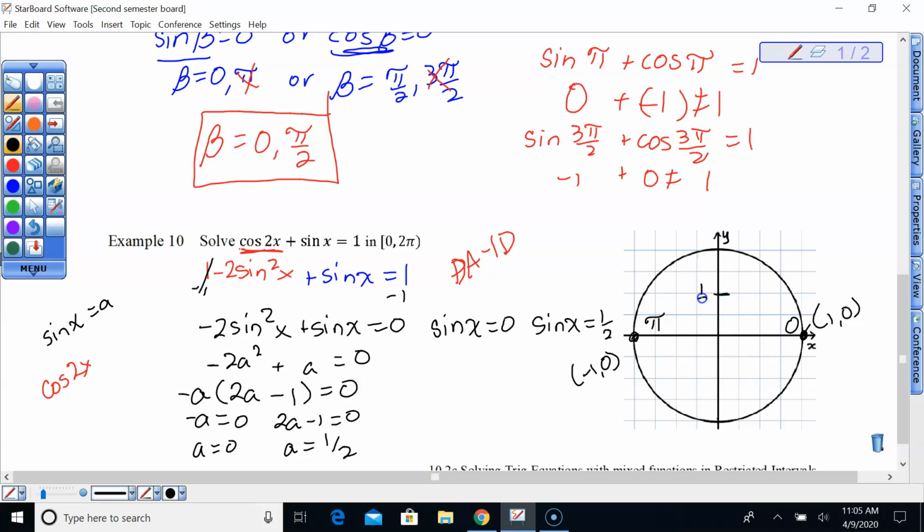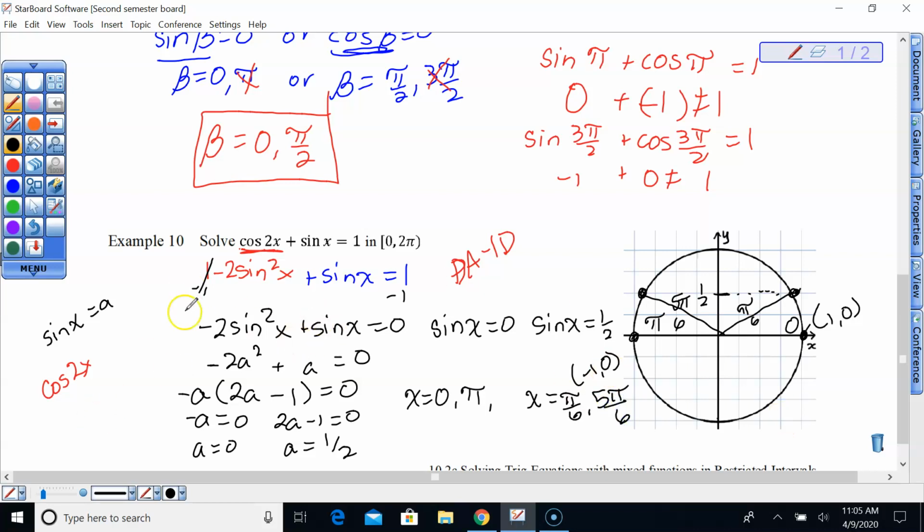Remember, that's your y coordinate. So we're going to go up here to 1/2. So that would be this angle right here and this angle right here. So we're looking at pi over 6 and 5 pi over 6. So we could say x equals 0 and pi, or x equals pi over 6 and 5 pi over 6.